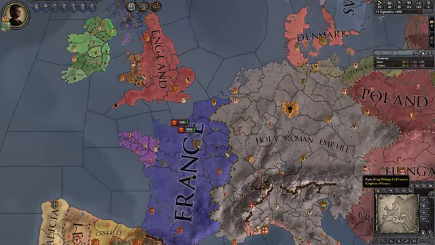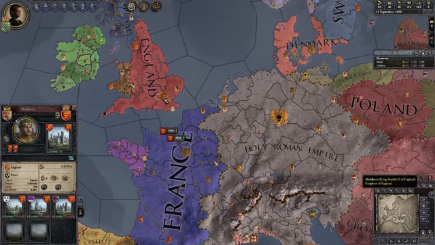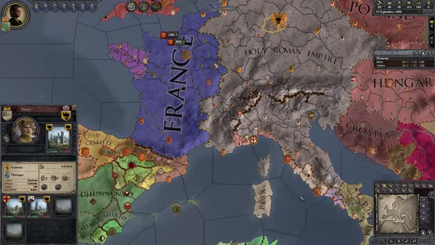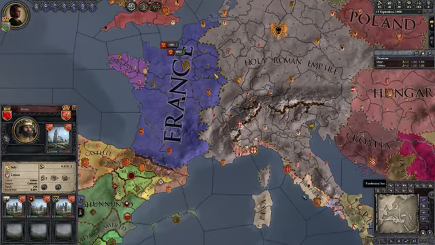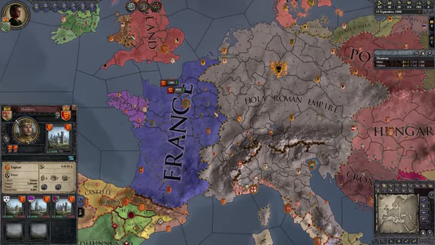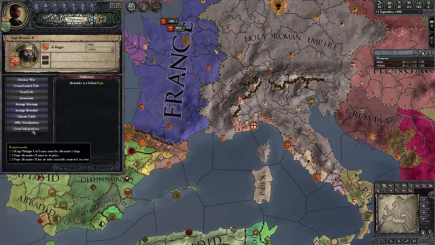Now let's say we're playing as a Christian and I want to attack England, but I don't have any claim to it. Well, if the Pope likes me enough and he hates the King of England enough, I can first, usually, as a good start, get him excommunicated from the church, and then I can ask the Pope for permission.